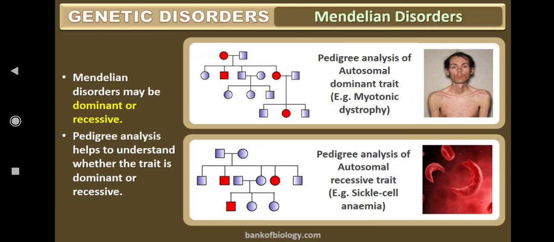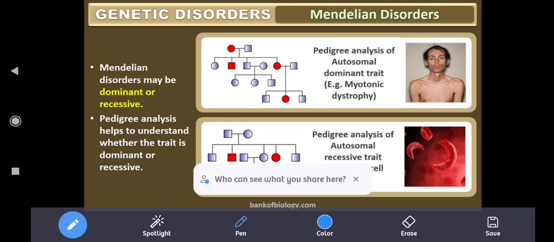Look at this. See, if you take the first problem, the Mendelian, as they discussed, the Mendelian disorder may be dominant or recessive. Sometimes the dominant gene carries the disease. Sometimes the recessive gene carries the disease.